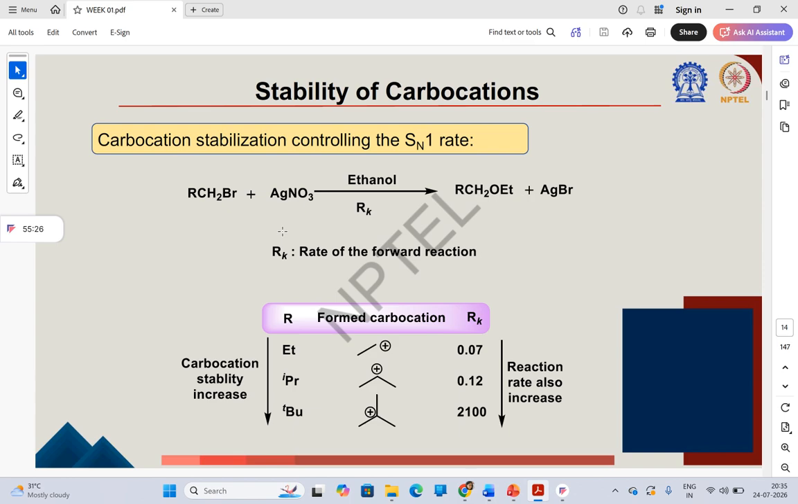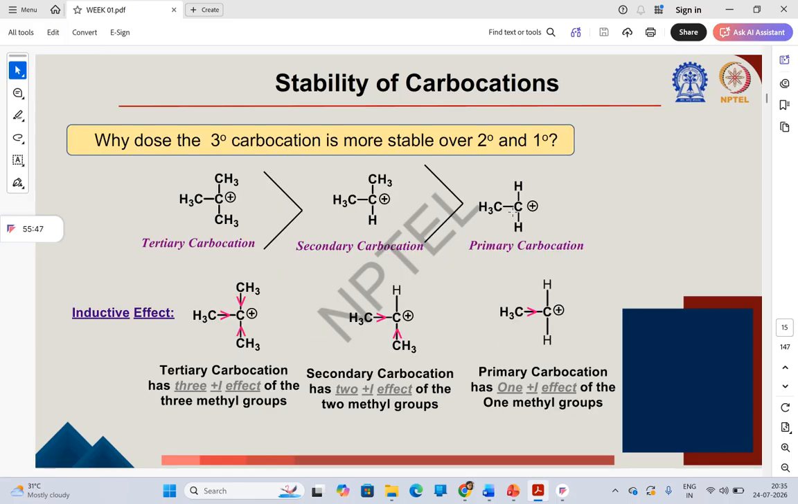Here we have carbocation stabilization controlling the SN1 rate. I'm just quickly going through the slides. You can go and watch on YouTube. These classes have already been taken by Professor Shantanu Panda, and are available on YouTube. So I will quickly discuss the important points.